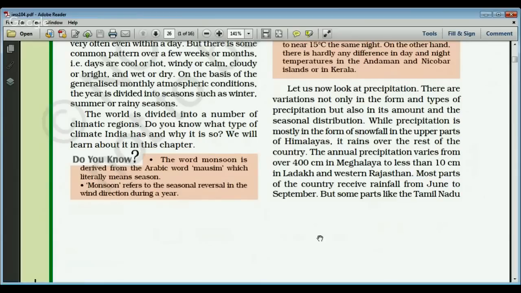Like the annual precipitation, it varies from over 400 centimeters in Meghalaya, plus some of the other regions of the northeast, plus some of the regions of the Western Ghats, to less than 10 centimeters in Ladakh, western Rajasthan and some of the regions of the Thar Desert. And most parts of the country receive rainfall or precipitation from June to September. That is why this season is known as the advancing monsoon or monsoon.